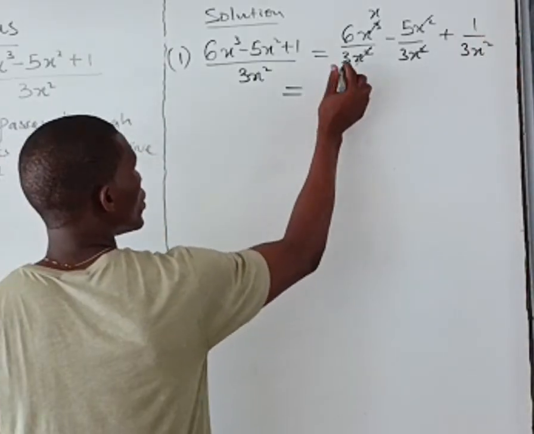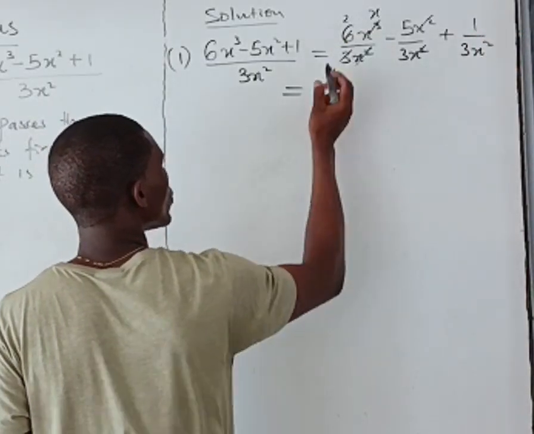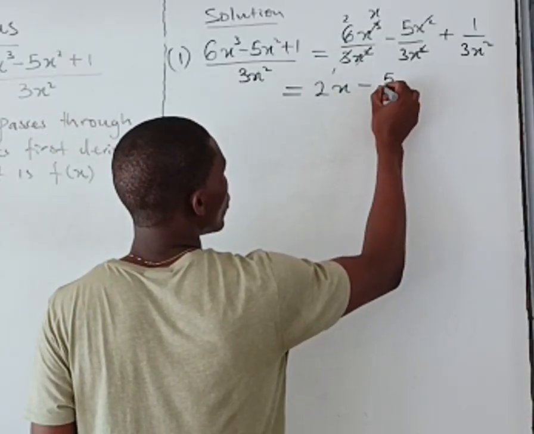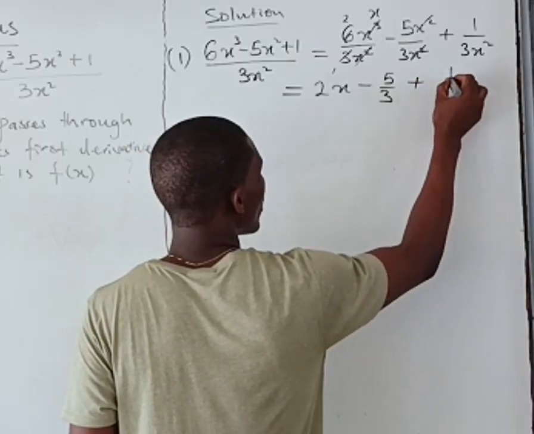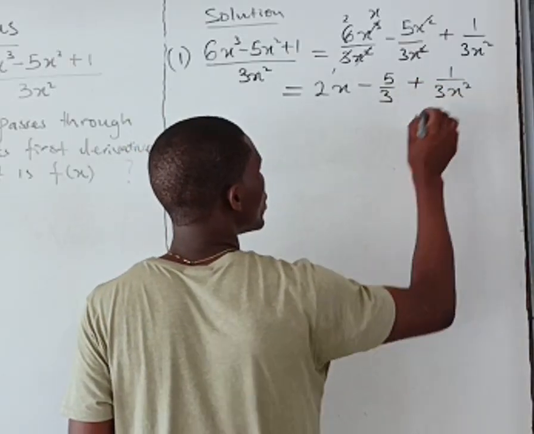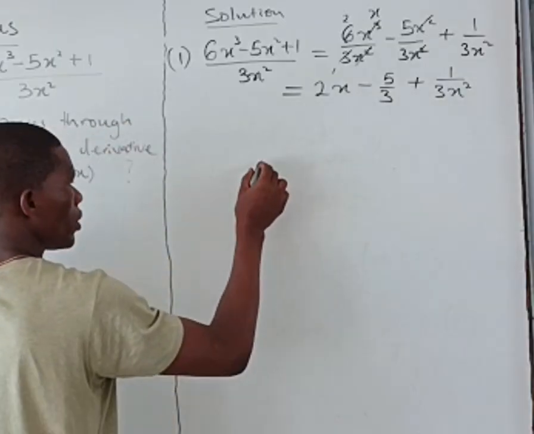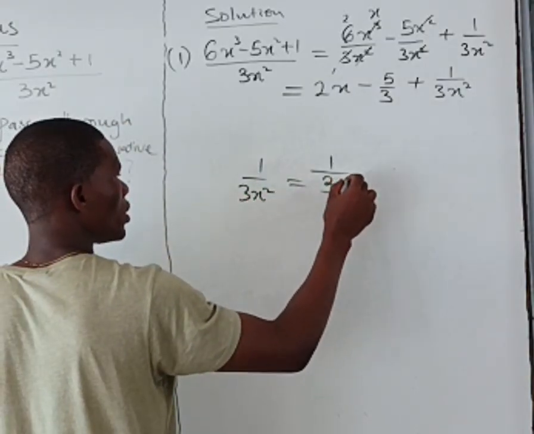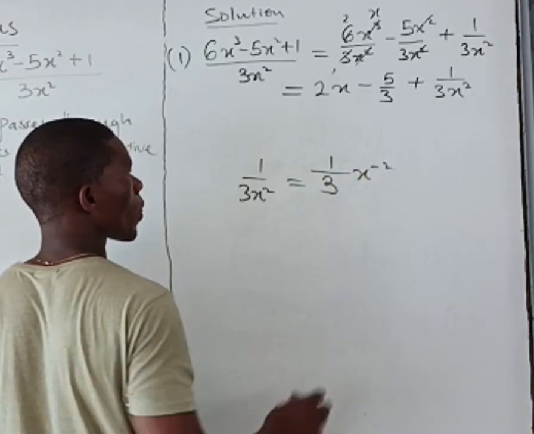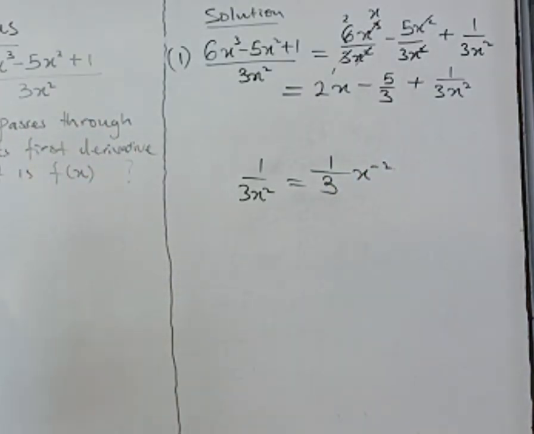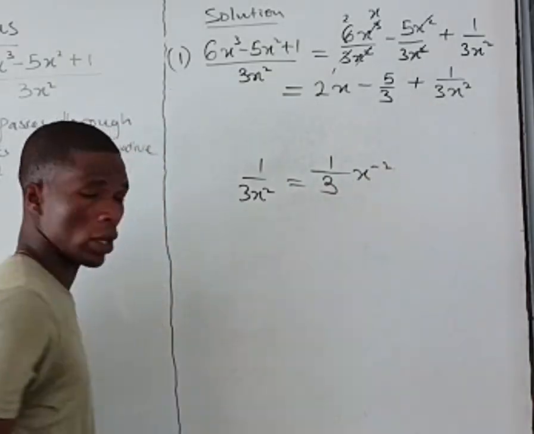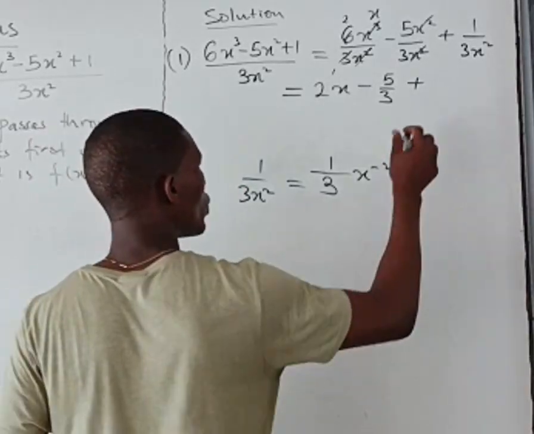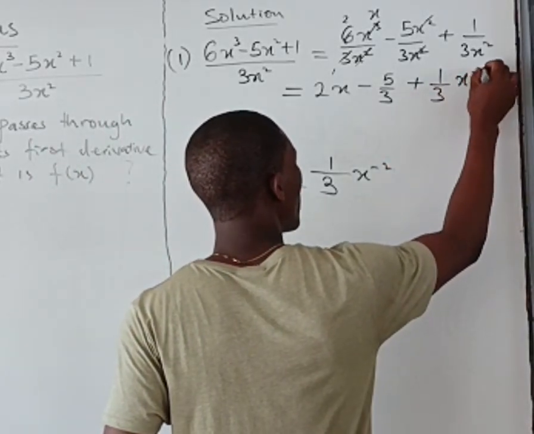So we have 3 here, 1 for this, and 3 here, we have 2. So here we have 2x for the first term, and here we have minus 5 over 3. Then here we have plus 1 over 3x^2. This term, 1 over 3x^2, can be written as 1 over 3 times x raised to power minus 2, by the law of indices, right? So I'm going to write this as this now. This becomes 1 over 3 x raised to power minus 2.